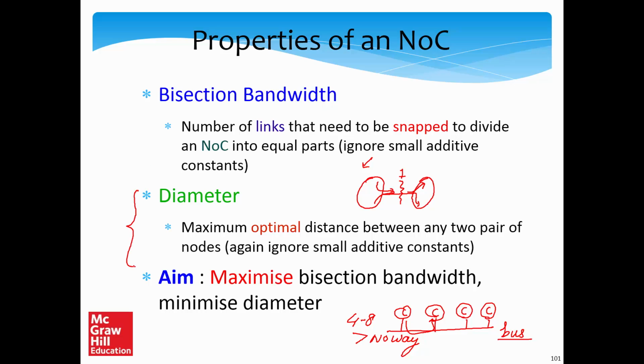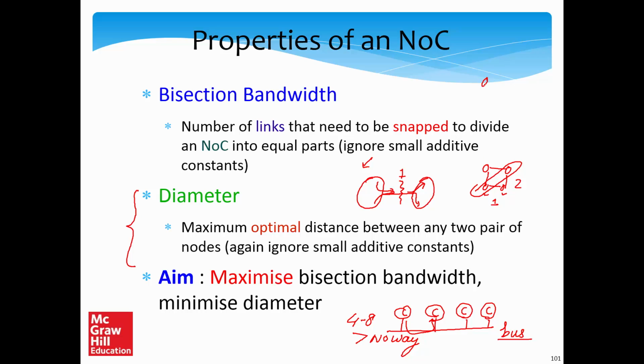The other property is diameter. So basically, if I consider a network, right? Let me consider a network of this type. What is the maximum distance between any two pair of nodes? Right, distance meaning the optimal distance, the shortest distance. Well, the distance between this and this is 1, but the distance between this and this is actually a maximum of 2.